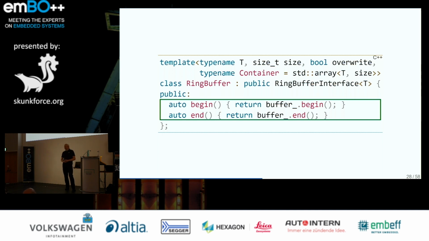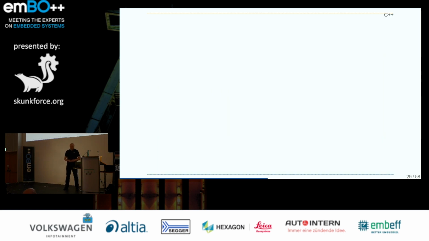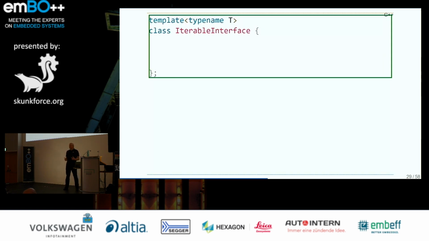And now we realize we cannot specify the return types, because depending on our container, they might change. And it wouldn't really help much if we extract that from the container, so we would restrict the container or change the interface for that. We need a better solution, so we dig a bit deeper and say, okay, we need an iterable interface.